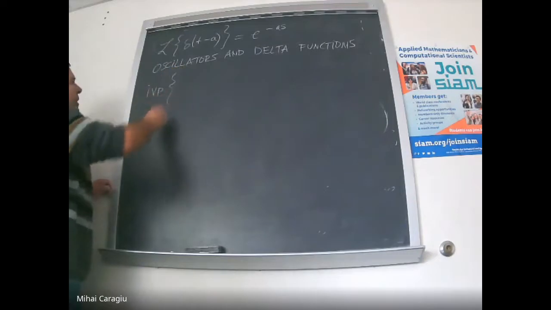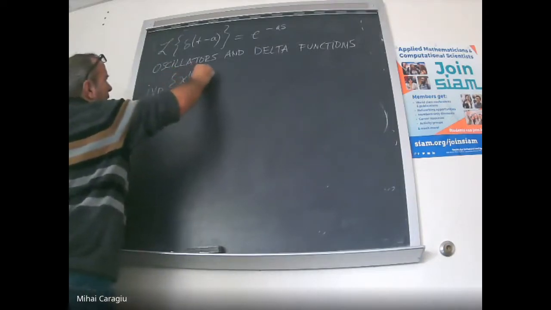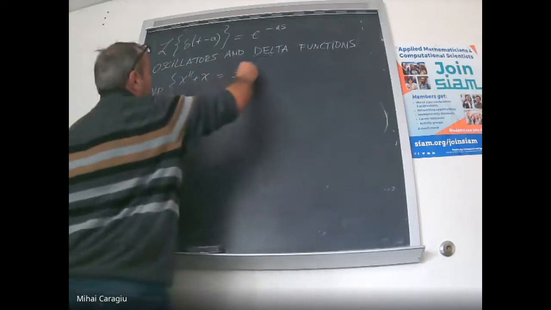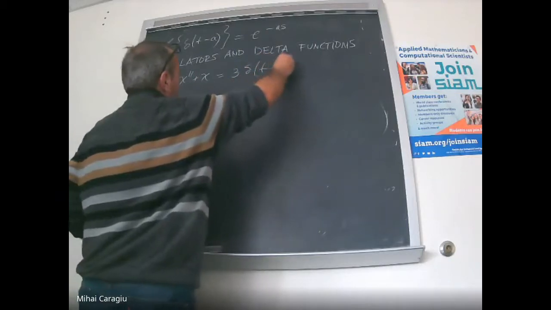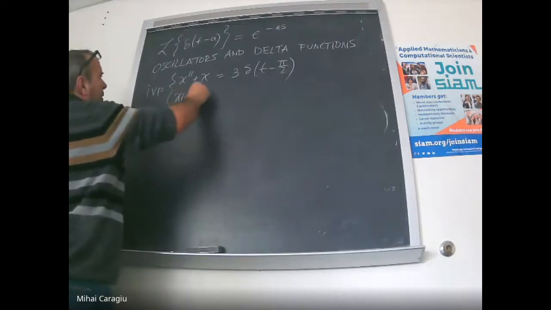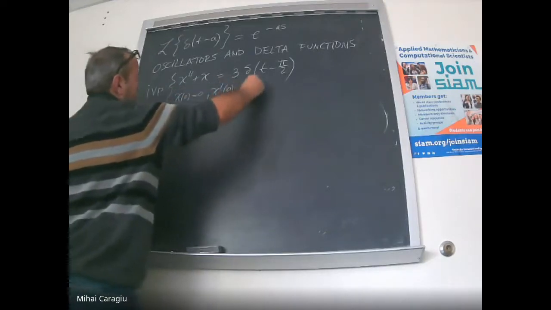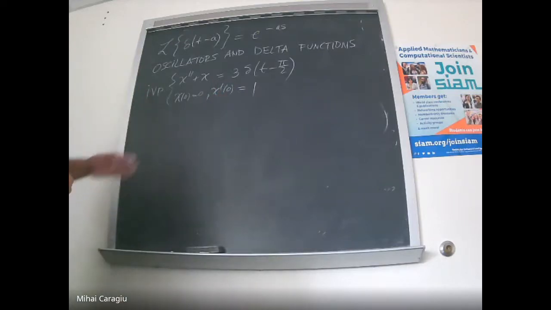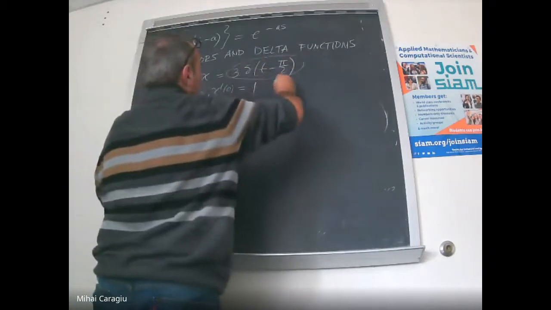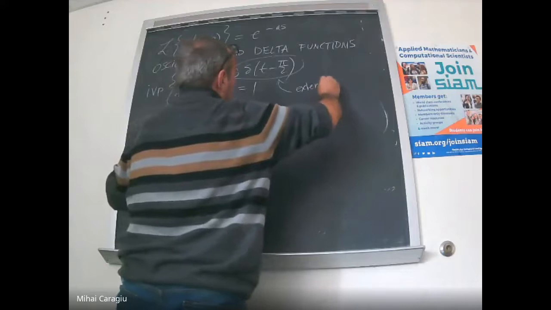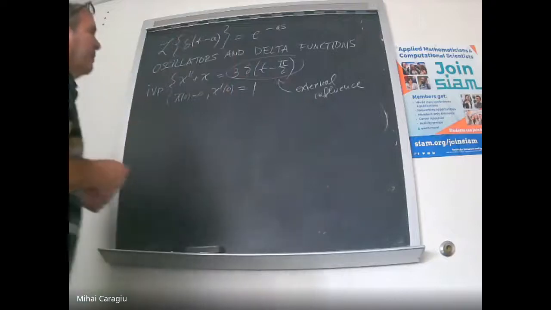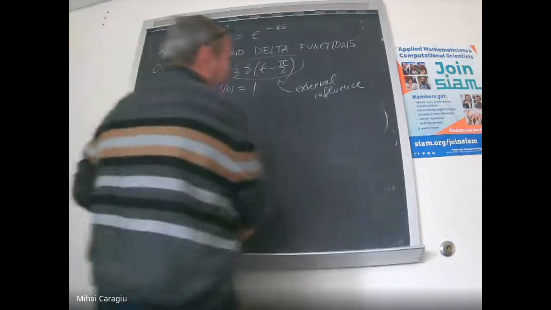So let's consider the following initial value problem. x second plus x equals, let's make it 3 times delta of t minus pi over 2, and x of 0 equals 0, and x prime of 0 equals 1. So that's an oscillator which starts like a, so this is like external influence, which could be force, could be current, depending on which context we apply this differential equation.